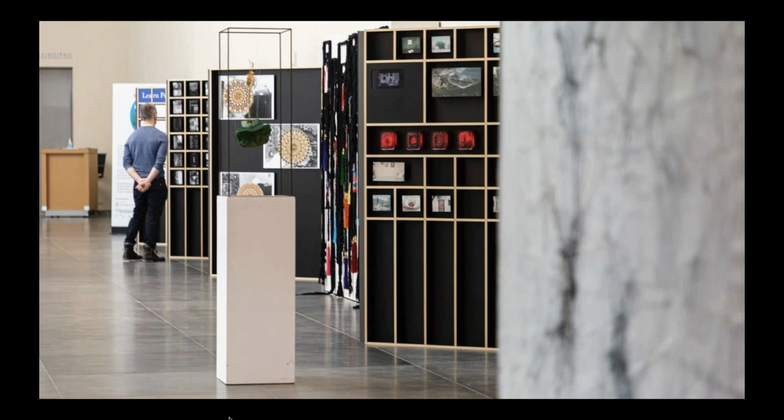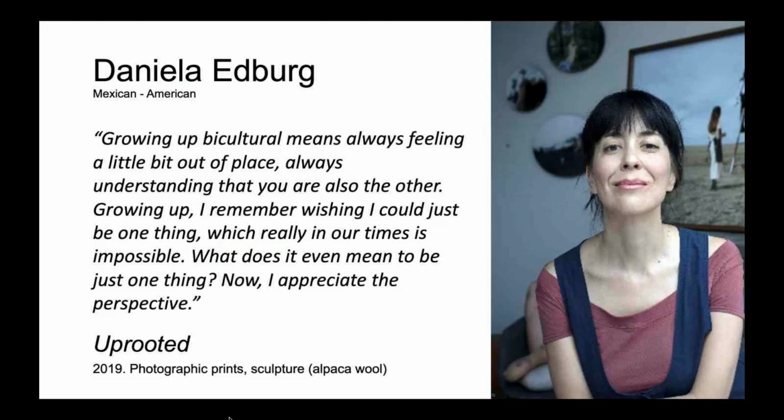This is just a little view of the exhibition that's installed at the museum. And some of the works, a lot of these I won't have a chance to talk about, but I will be picking out just a few of them very shortly. One of the artists, I won't talk about her work specifically, but I really liked what she said. She said, growing up bicultural means always feeling a little bit out of place, always understanding that you are also the other. Growing up, I remember wishing I could just be one thing, which really in our times is impossible. What does it even mean to be just one thing? Now I appreciate the perspective.